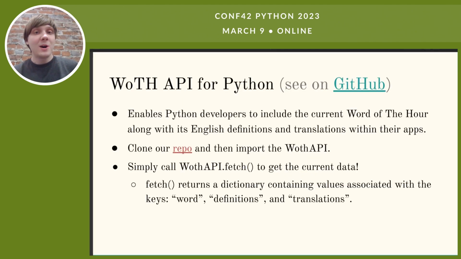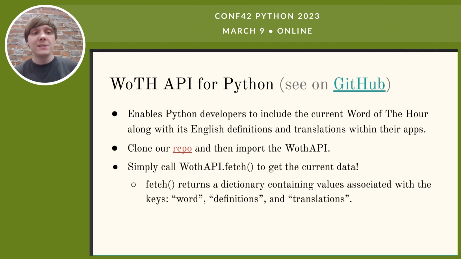So let me tell you about the WAF API. This is what I'm really excited about to present here at this conference. The WAF API enables Python developers to include the current word of the hour along with its English definitions and translations within their apps. You can clone our repo and import the WAF API, and then you can simply call fetch. And fetch will return you a dictionary object where there are keys, word, definitions, and translations, to really simply get the current data.